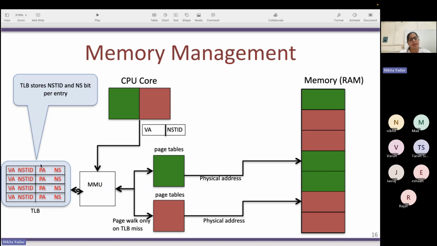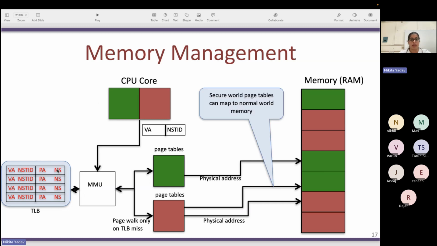Okay, but along with this mapping, it also stores here the NS bit, which signifies for which mode this virtual to physical address mapping is valid, whether this mapping is for the normal world or the secure world. And this information is very important to be kept here as well, so as to keep the memory of the normal world isolated from the secure world.